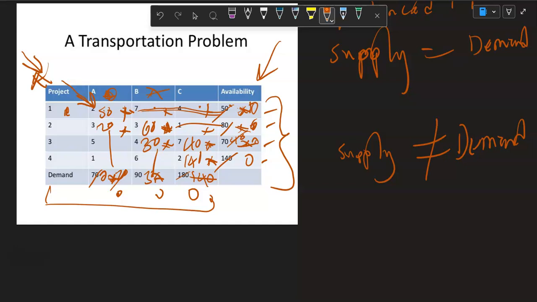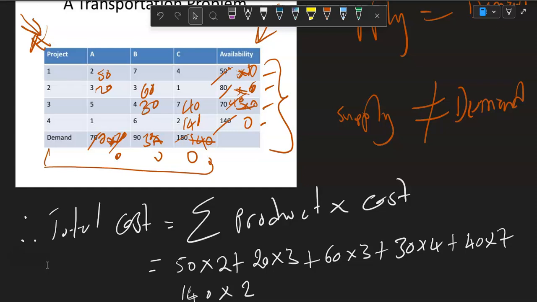But then we are not ending here. You are supposed now to sum up the costs that you have. In box A, you have the cost of 2 and you have supplied 50 quantity. So let's start summing up everything now. The total cost is the summation of the number of products times the cost. You notice that 6 boxes are allocated: 1, 2, 3, 4, 5, 6.